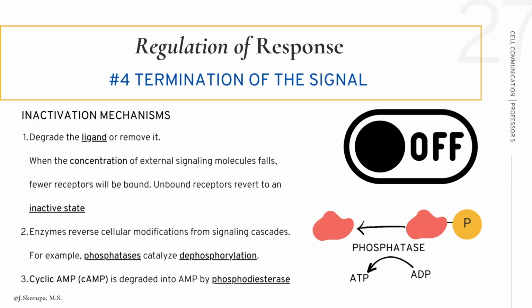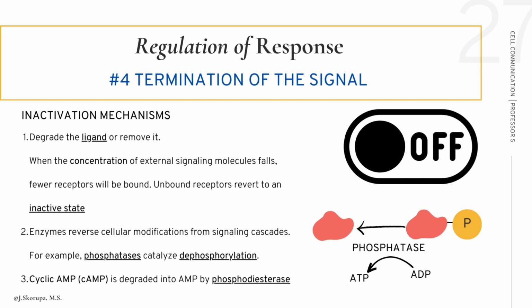And number 4, termination of the signal. Just as important as it is to begin a signaling pathway, it's important to be able to turn it off. Often, cancer is the result of not being able to turn signals off. There are 3 inactivation mechanisms here.